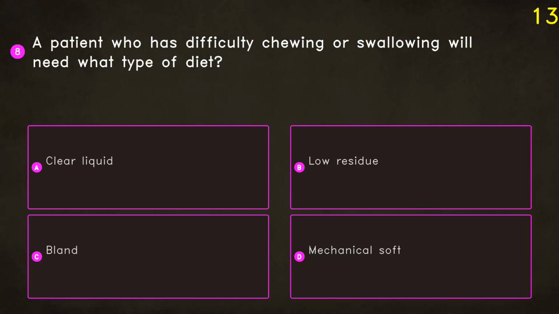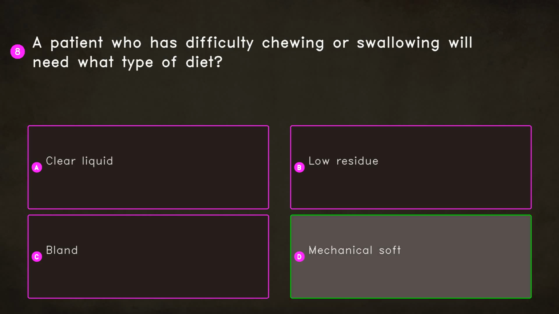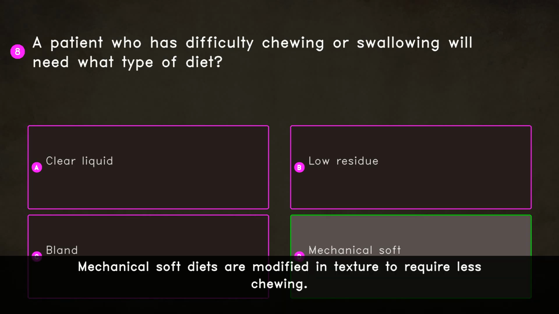Question 8. A patient who has difficulty chewing or swallowing will need what type of diet? A. Clear liquid, B. Low residue, C. Bland, D. Mechanical soft. The correct answer is mechanical soft. Mechanical soft diets are modified in texture to require less chewing.